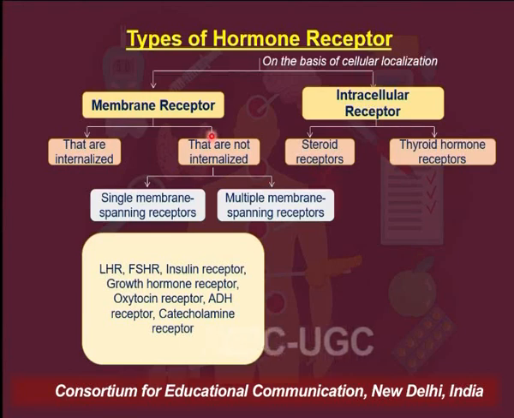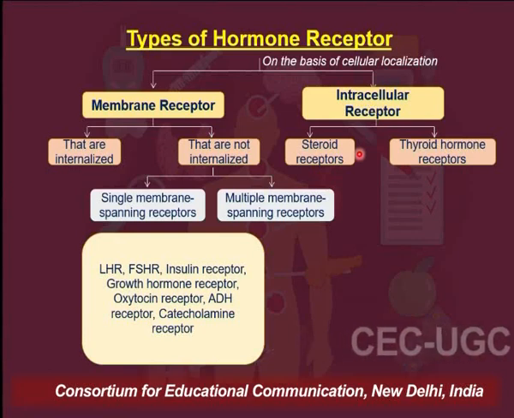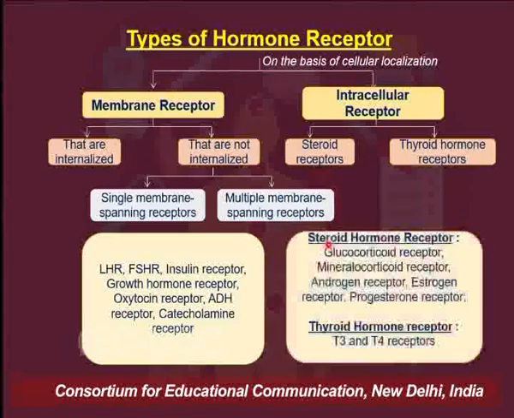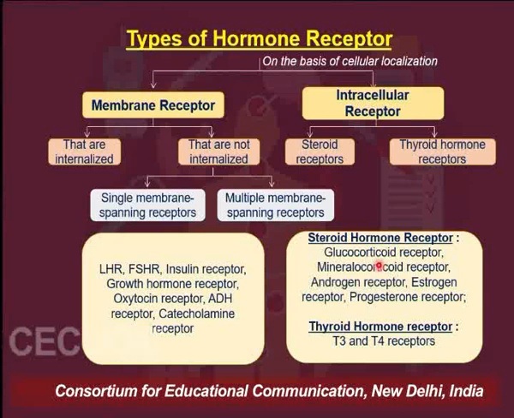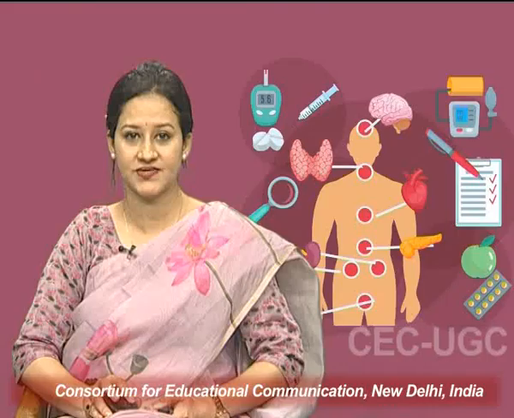So now let us understand what are the hormones which have intracellular receptors. There are steroid hormones and thyroid hormone receptors which are found inside the cell, in the cytosol or in the nucleus. So the steroid hormone receptors would be for the glucocorticoid receptor. An example of glucocorticoid would be cortisol. Then mineralocorticoid receptors, androgen receptors, estrogen receptors, progesterone receptors, T3 and T4 receptors, all of them have intracellular receptors.